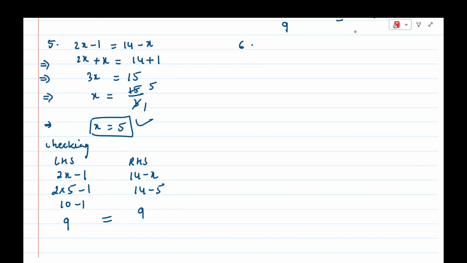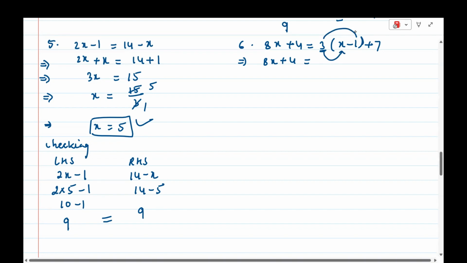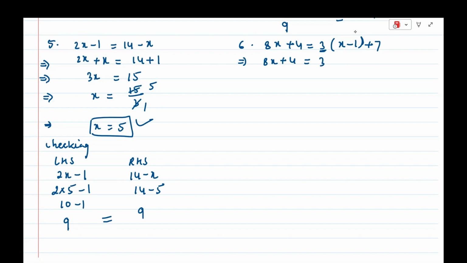Sixth question. The sixth question is 8x plus 4 is equal to 3 into x minus 1 plus 7. Here, before separating the variable, I need to open the bracket. And how is it? 8x plus 4. The 3 outside the bracket has to be given to both the terms. Means what? Means 3 into x, then minus, here plus and minus is minus, 3 into 1 plus 7.